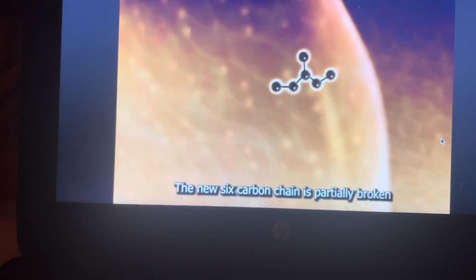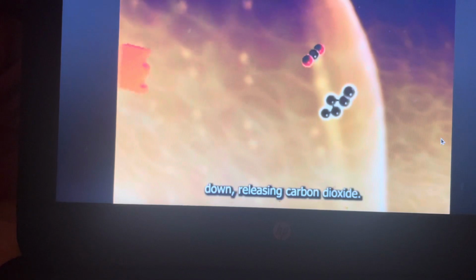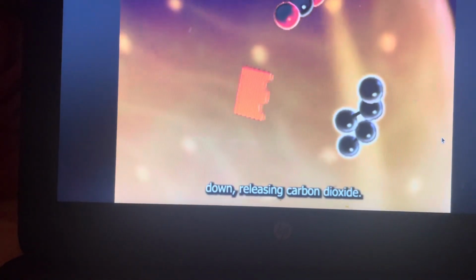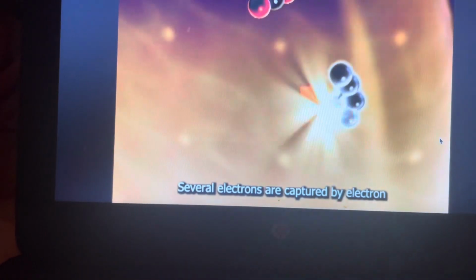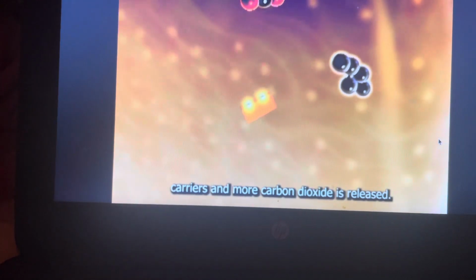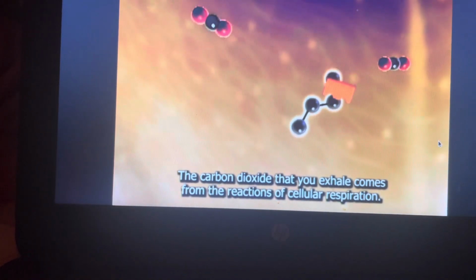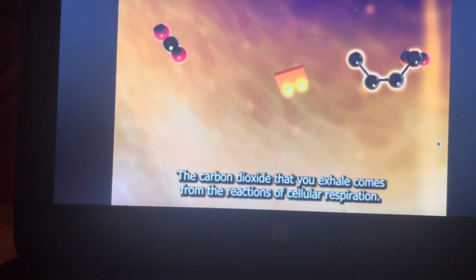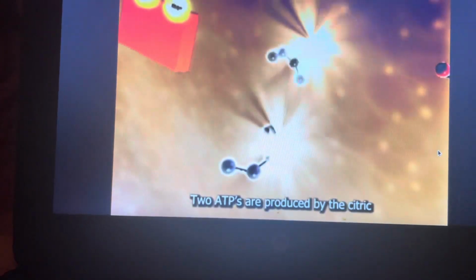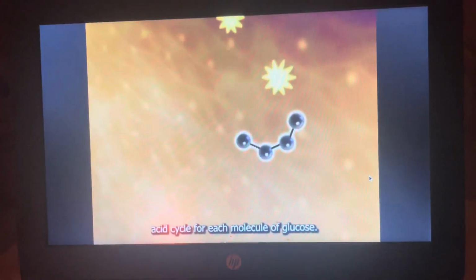The new 6-carbon chain is partially broken down, releasing carbon dioxide. Several electrons are captured by electron carriers, and more carbon dioxide is released. The carbon dioxide that you exhale comes from the reactions of cellular respiration. 2 ATPs are produced by the citric acid cycle for each molecule of glucose.